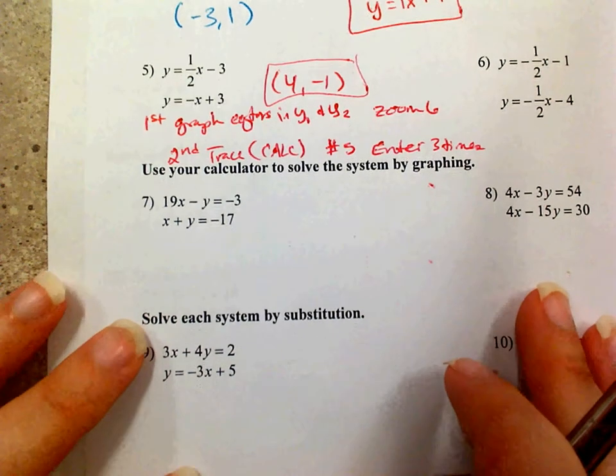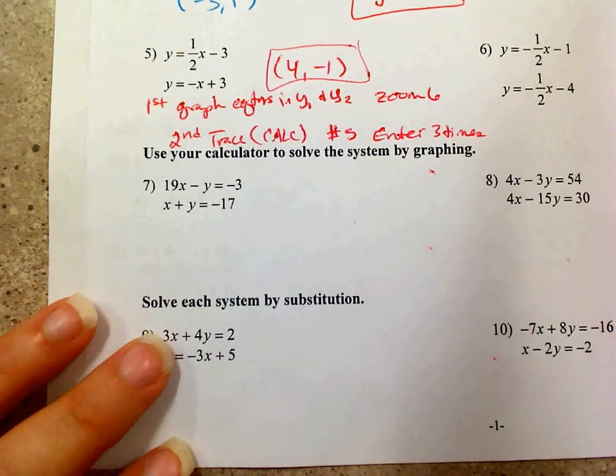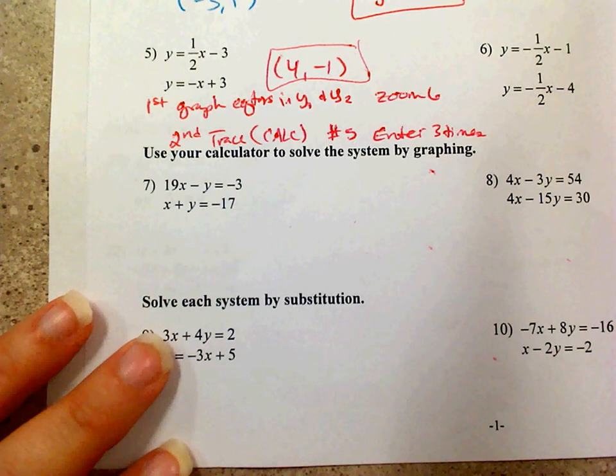Okay, what about number 7? Use your calculator to solve the system by graphing. Is it the same thing? Guys? It's just that what do I not have? I don't have y by itself. I don't have slope-intercept form. So I'm going to go ahead and solve that.